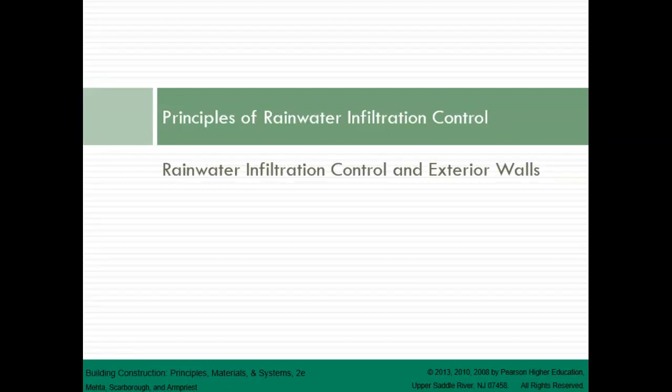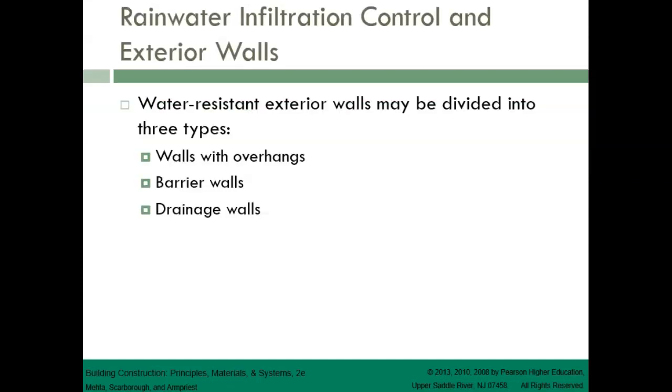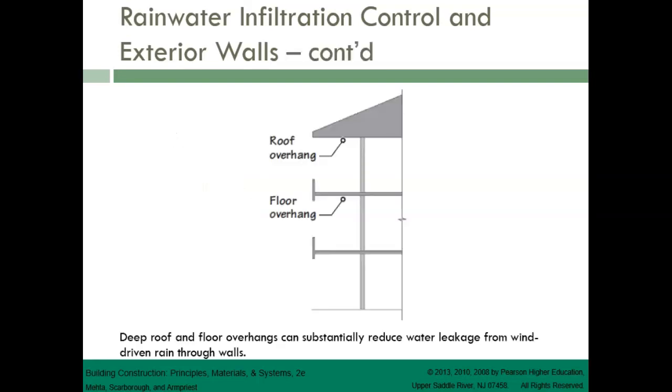Let's take a look at rainwater infiltration control and exterior walls. Water-resistant exterior walls may be divided into three types: walls with overhangs, barrier walls, and drainage walls. Walls with overhangs. This type of wall system depends on protective floor and roof overhangs to prevent water infiltration.